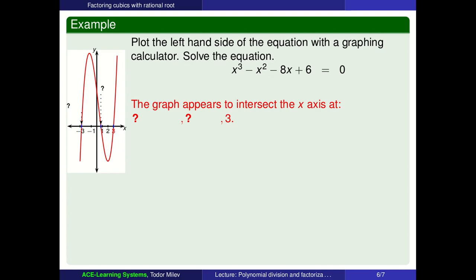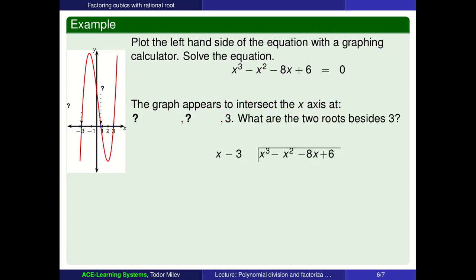However, we are armed with the technique of polynomial long division, and we remember that we can use polynomial long division to factor polynomials. Let's do exactly that. So in order to find out what are the two roots besides 3, we're going to take the original polynomial x cubed minus x squared minus 8x plus 6, and we're going to divide it by x minus 3.